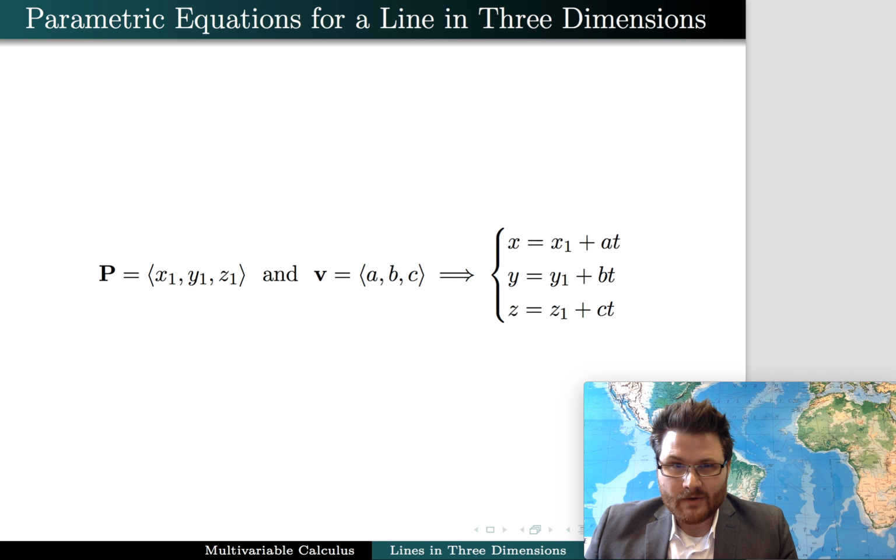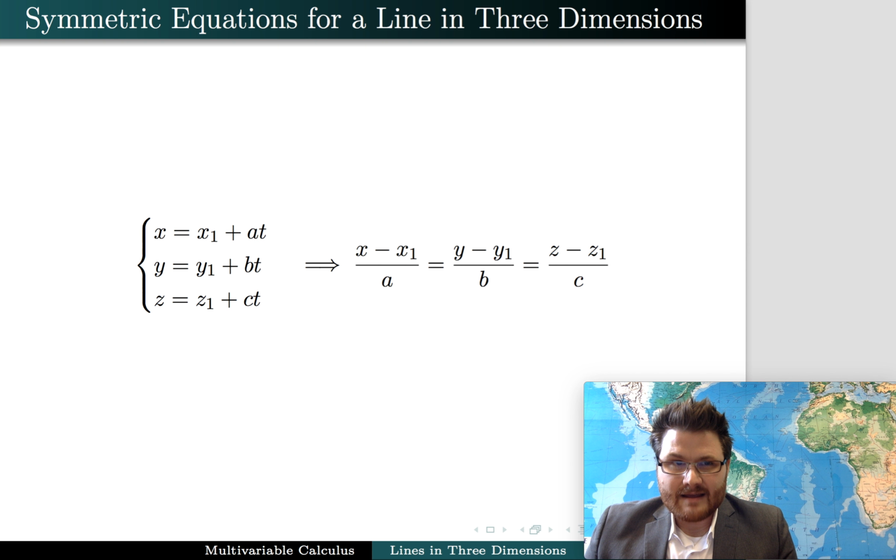And the only other thing we want to talk about is that if I take the parametric equations for a line, in the first equation I can solve for t in terms of some stuff involving x, and in the second equation I can solve for t in terms of some stuff involving y, and in the third equation I can solve for t in terms of some stuff involving z. And since we're talking about the same parameter every time, I can set those things equal to each other, and so what we end up with is what you see here, and these are known as the symmetric equations for a line in 3 dimensions.